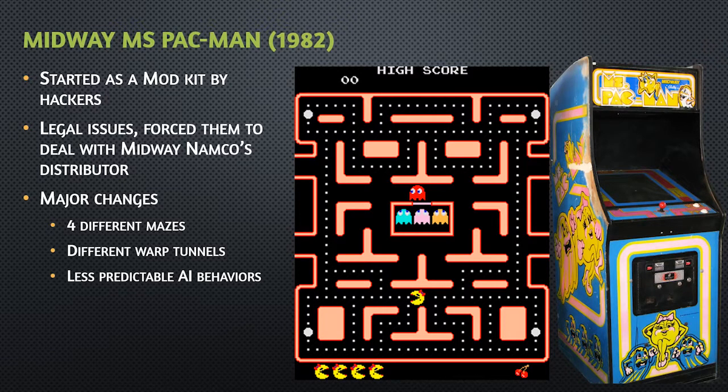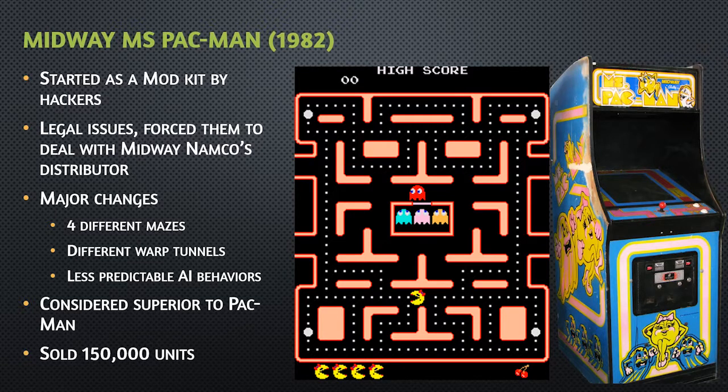4 major changes. They have 4 different mazes, different warp tunnels, and less predictable AI. And those 3 things caused Ms. Pac-Man to be superior to regular Pac-Man. And this is the one everybody loved, even though everybody remembers regular Pac-Man. They sold 150,000 units of Ms. Pac-Man. So you already have 300,000 Pac-Mans out there, and then you have 150,000 Ms. Pac-Mans right beside it.